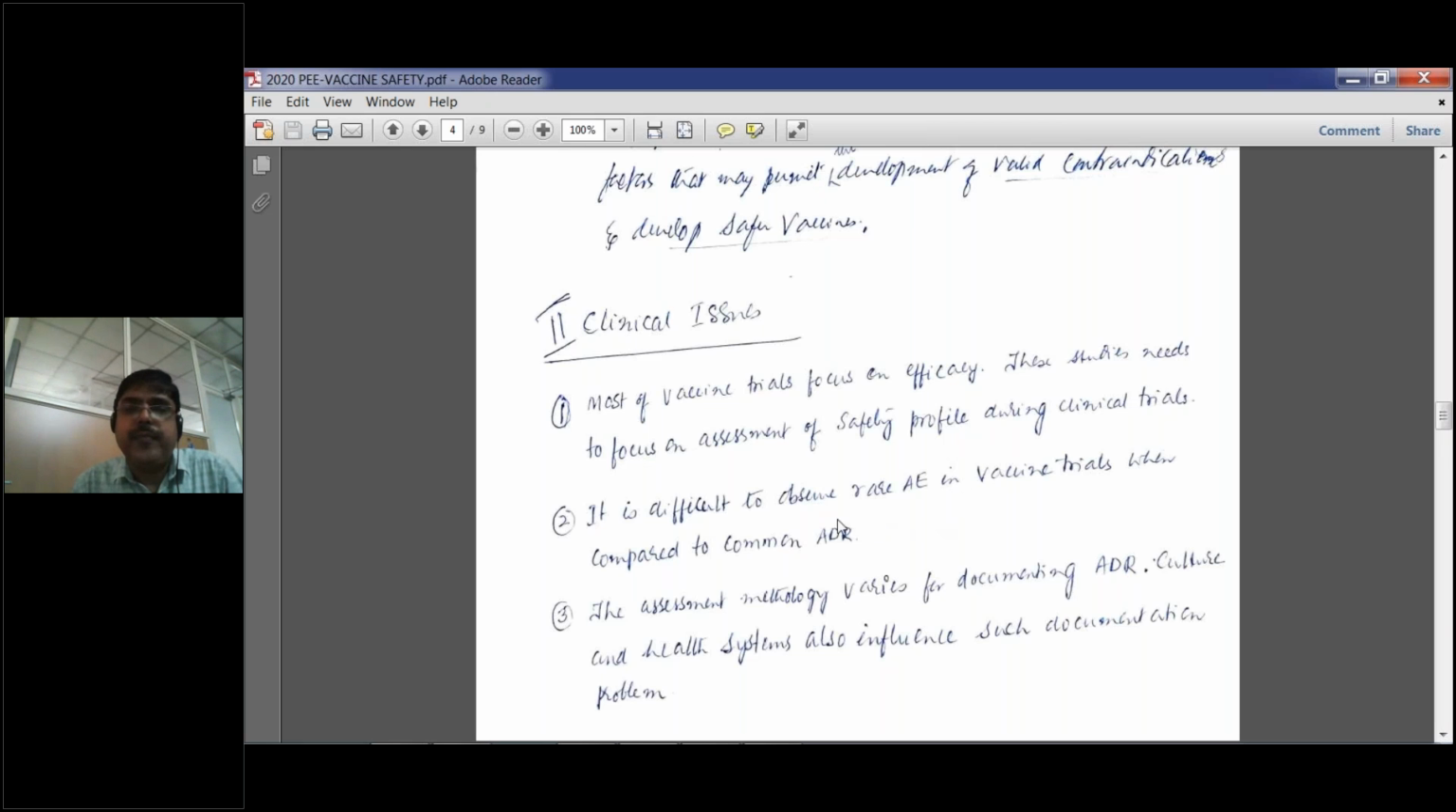The next issue is that it is difficult to observe rare adverse events in vaccine trials when compared to common adverse reactions. See, we know that every drug produces at least 5 to 6 common adverse effects, but vaccines do not produce common adverse effects in all the patients. They produce rare adverse events, one in a large population, or one in a very large number of patients. So that is why it is very difficult to observe such kind of adverse event. So it is very important to observe the adverse effect when the vaccine is given to a large population of patients. Okay, that is the second issue.